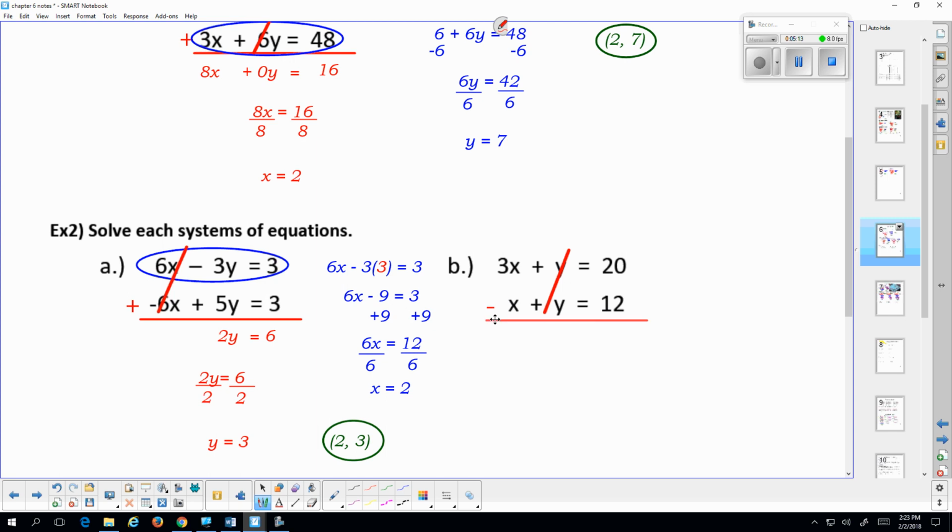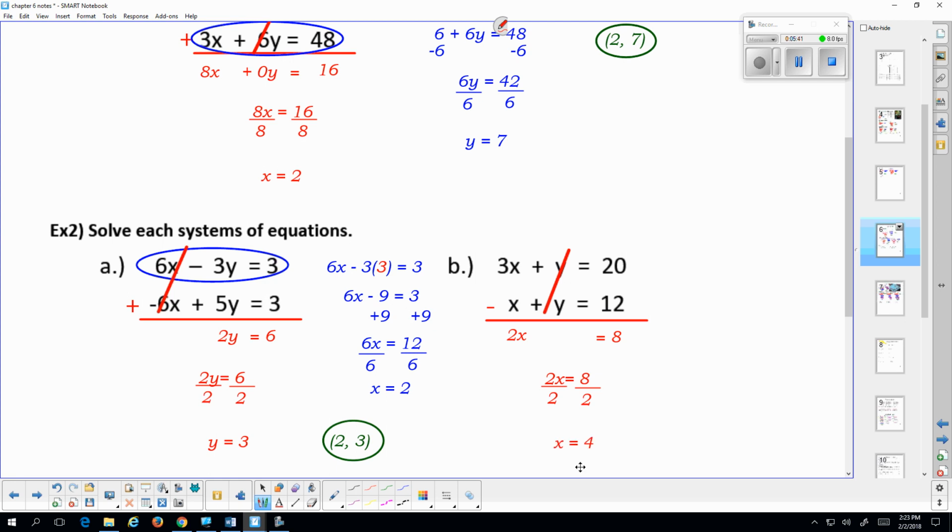And now I just need to subtract everything else. So 3 minus 1 is going to give me what? 2x. And then 20 minus 12 is going to give me 8. So I have 2x equals 8. How do I solve for x? Divide both sides by 2. And x equals 4.